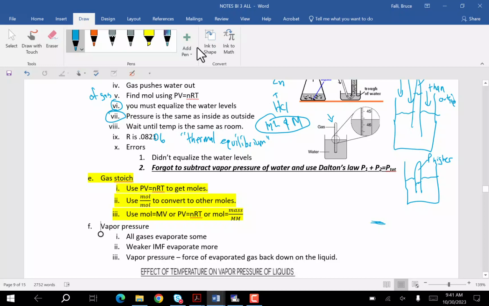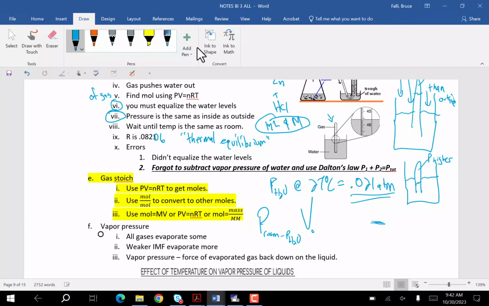And the other one is we forgot to subtract the vapor pressure of water. So they'll give you in small print the pressure of H2O at 27 degrees Celsius is 0.021 atmospheres. So that means when you do this calculation, you have to subtract that off for water. Okay. So let me just show you kind of big time. The pressure is the pressure of the room, but it's going to be the room minus the pressure of H2O.